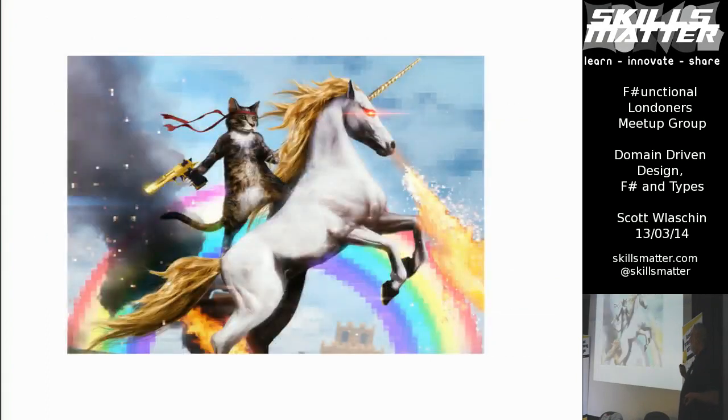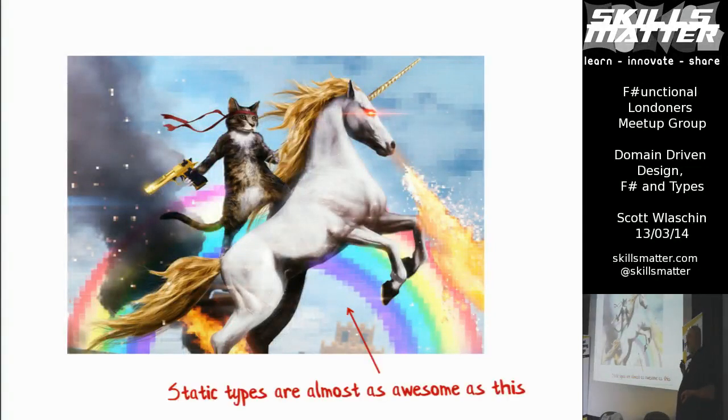Okay? So, F# is awesome. Static types are almost as awesome. Nothing's quite as awesome as that. I mean, this is the epitome of awesomeness. But static types are pretty awesome because who would have thought you can actually encode business rules in your type system so you literally cannot make a mistake.